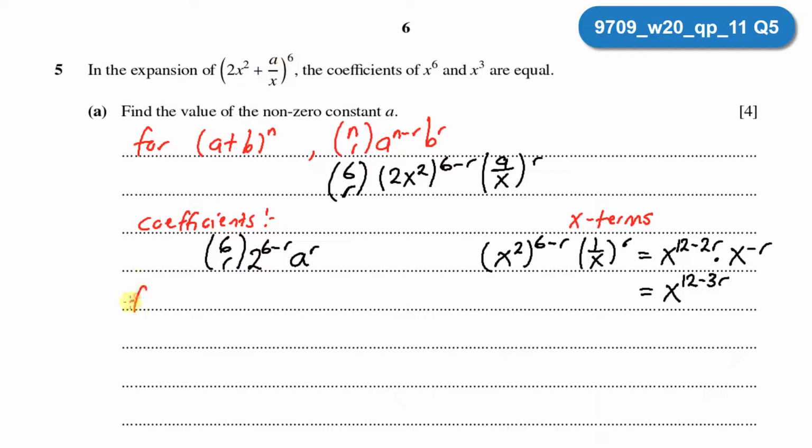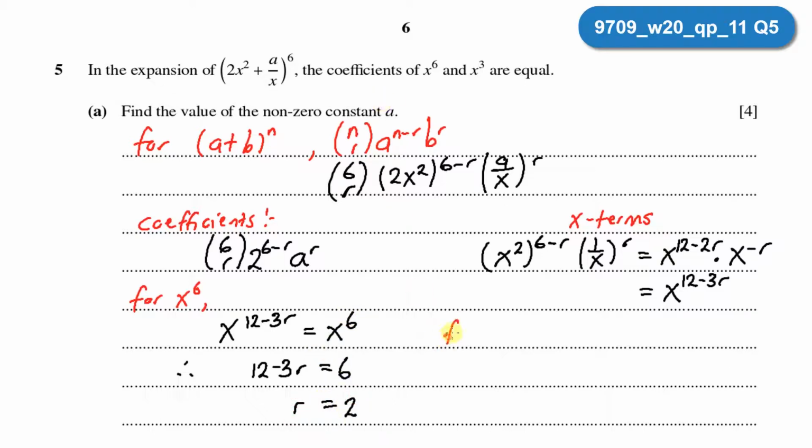Now for the term in x to the power of 6, we can say x to the power of 12 minus 3r, which is the general x term, is equal to x to the power of 6, which therefore translates to 12 minus 3r being equal to 6. We're equating the powers here. So we can solve for r, and r comes out as 2.